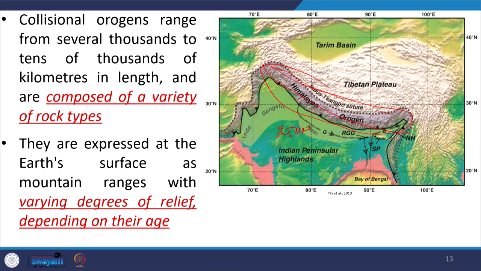They are expressed at the earth surface as mountain ranges with varying degrees of relief depending upon their age. That is also very important: depending upon their age, their relief varies. The younger mountains or younger segments represent very sharp relief, whereas the older segments represent relatively eroded relief. As the Himalaya is segmented, as we have discussed earlier, it is coupled and segmented with the adjacent Ganga basin. So, different segments represent different degrees of upliftment, and due to this, the topographic geometry varies from place to place.